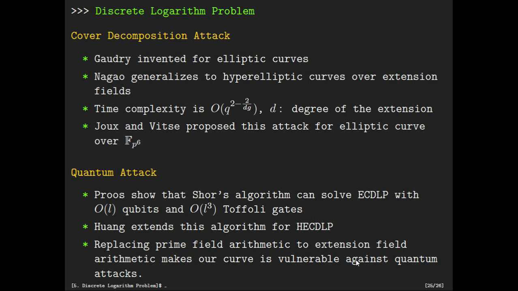Now the quantum attack. Proos showed that the Shor algorithm can solve the ECDLP with a certain number of qubits and Toffoli gates. In a recent work in January 2020, Wang extended this algorithm for the HEC DLP. Now replacing prime field arithmetic with extension field arithmetic makes our curve also vulnerable against quantum attacks.